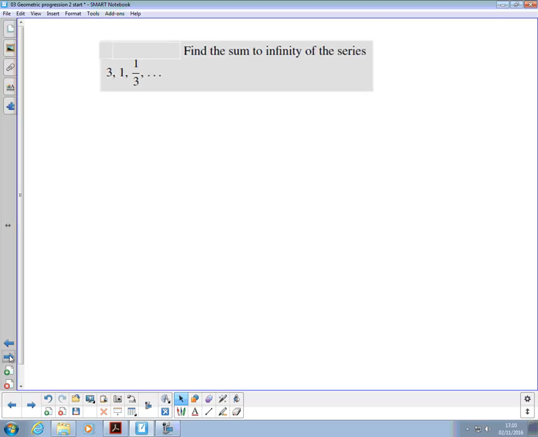Okay, so find the sum to infinity for that series. What's r in this case? What's a better way of writing 0.3 reoccurring? No, even better than that. That ain't 0.3, is it? What are we doing to get from 3 to 1? Divide by 3, or multiplying by a third. So r is a third.